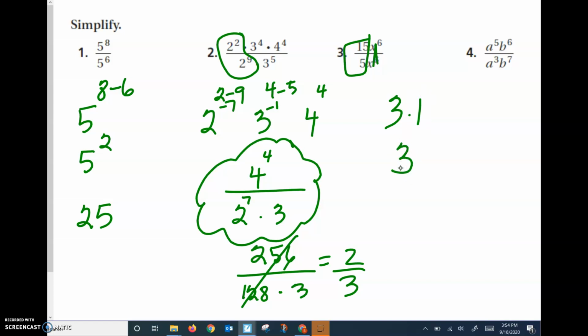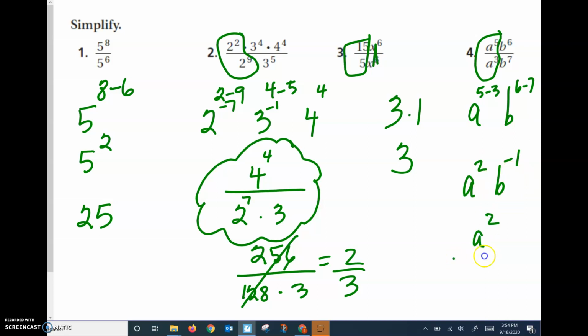All right, let's look at this one over here. We've got A's and we've got B's. So those A's are going to be 5 minus 3, and the B is going to be 6 minus 7. So 5 minus 3 is 2, and 6 minus 7 is a negative 1. Now remember, you can't have that negative exponent, so we have A squared over B. This would be your final answer.